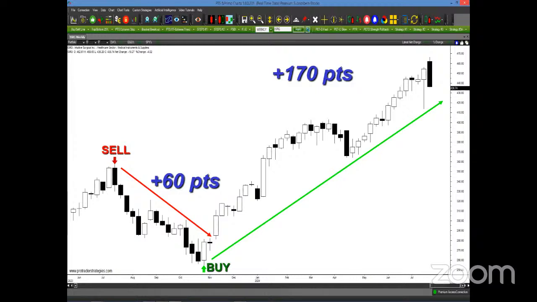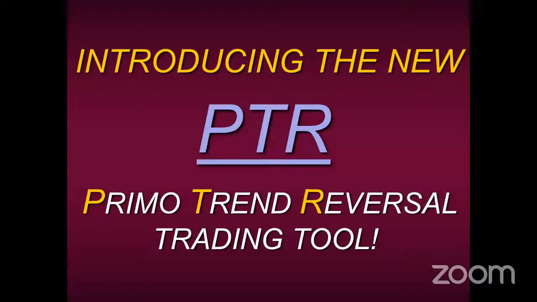Now this chart is updated until this past week. And on this bar here was the last week of ISRG in July. And we see here that the PTR has generated a sell signal. So that's just something to watch here going forward. So this is what we're going to be talking about today, introducing our brand new trend reversal tool, the PTR.